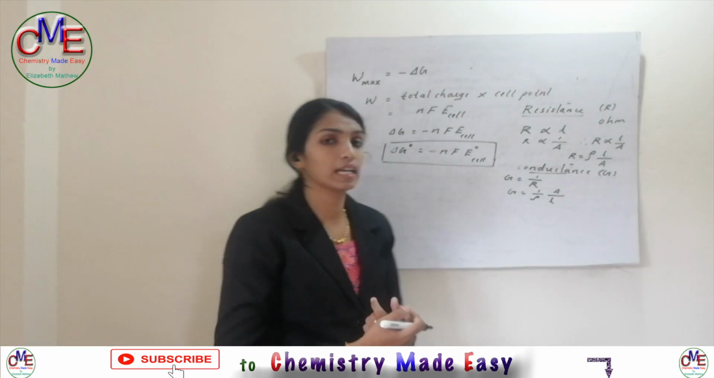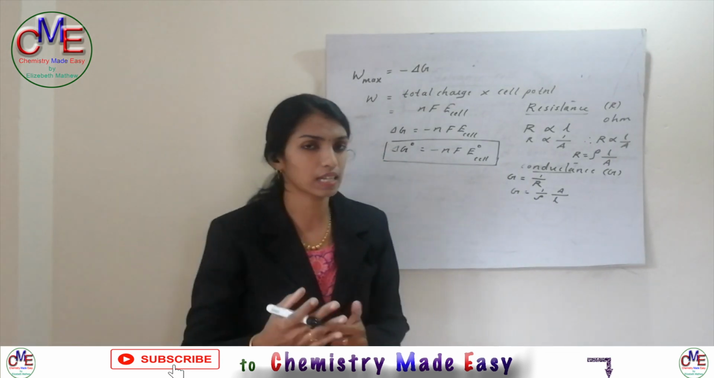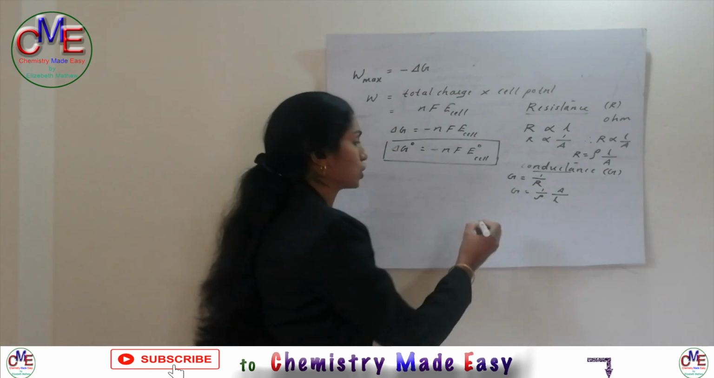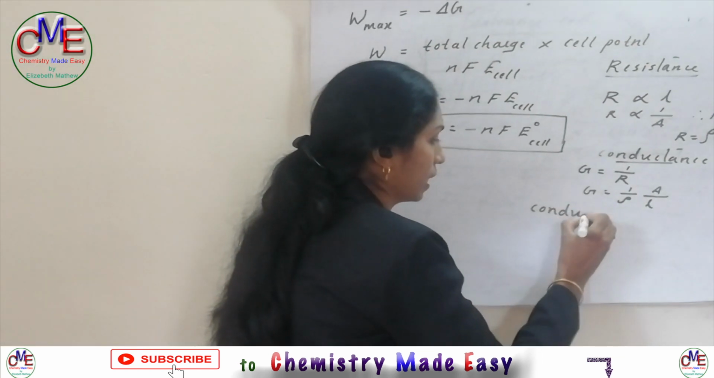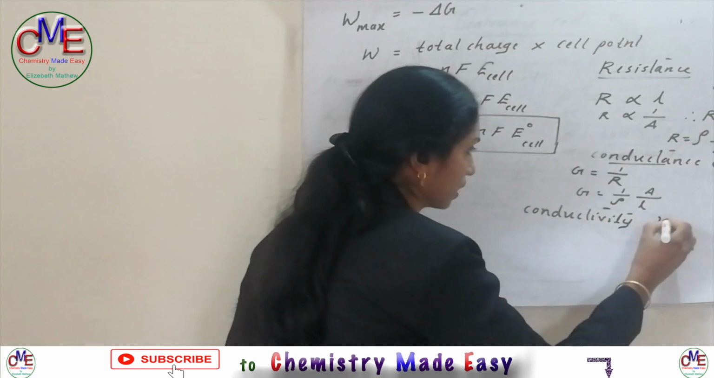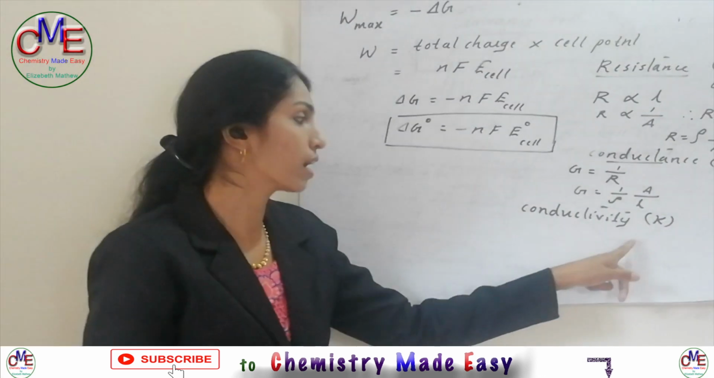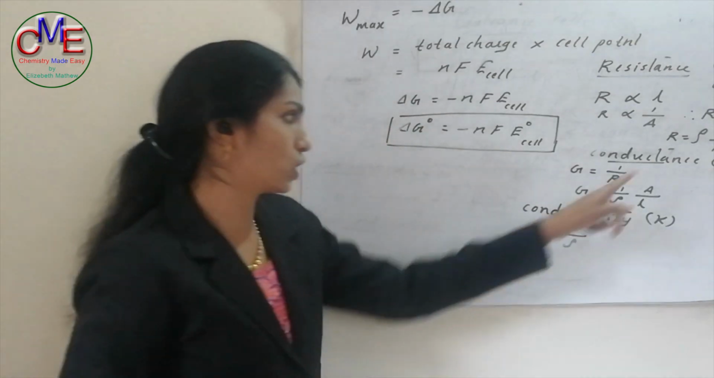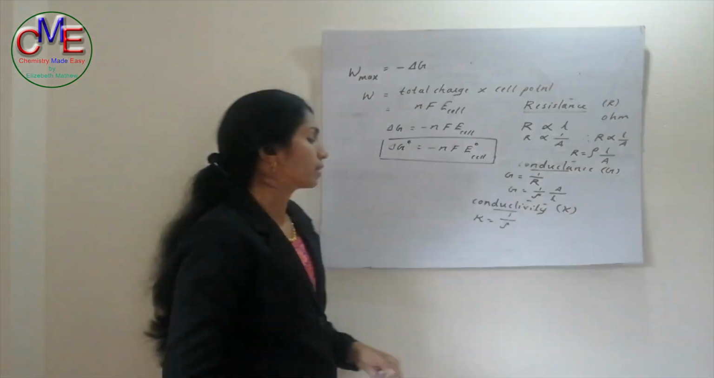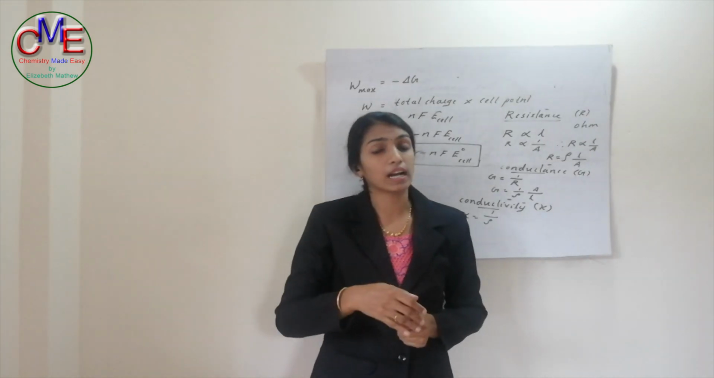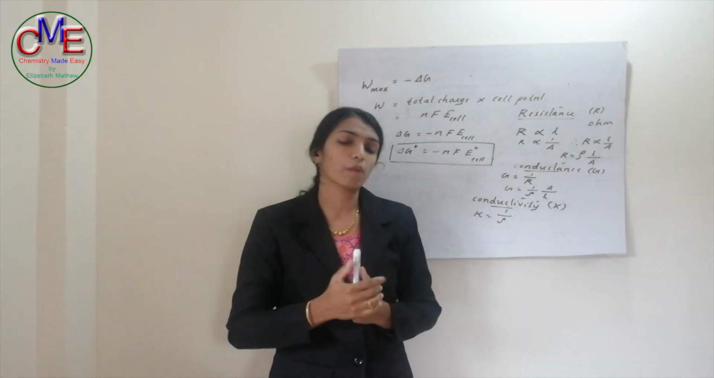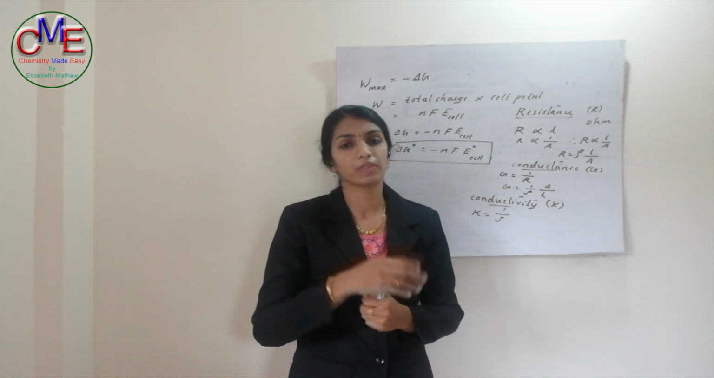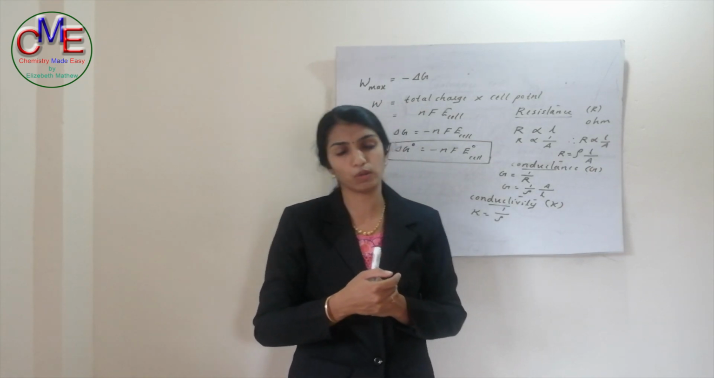Conductivity. The reciprocal of the resistivity is known as conductivity, and it is denoted by the symbol kappa. This is also another Greek alphabet, kappa. Kappa is the reciprocal of the resistivity rho. The magnitude of the conductivity of various substances depends upon the nature of the substance, temperature and pressure at which observations are made. These are the factors which affect the conductivity of a solution.